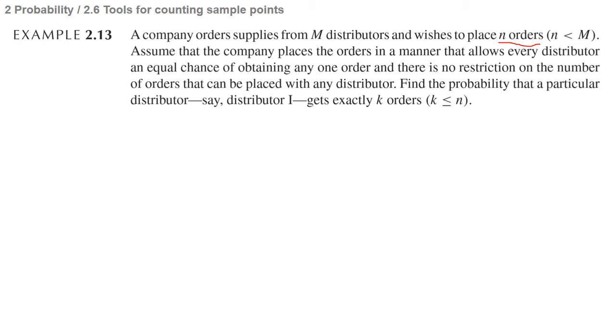So what's the experiment here? The experiment here is a company ordering N orders from M distributors. That's our experiment. And what would be a simple event here?